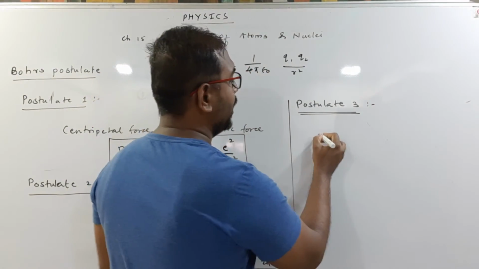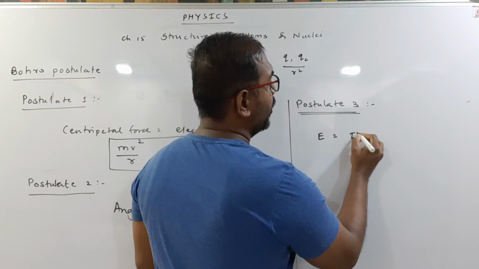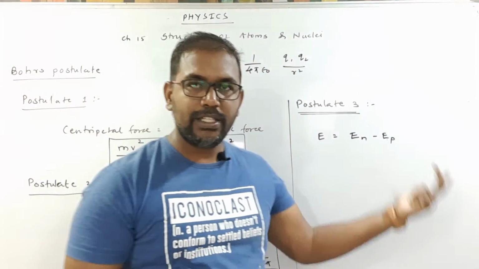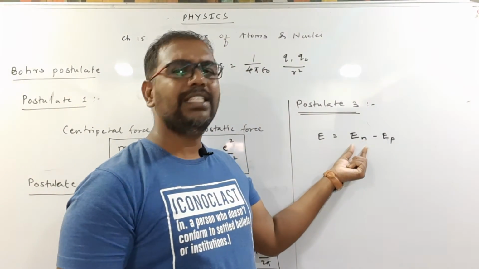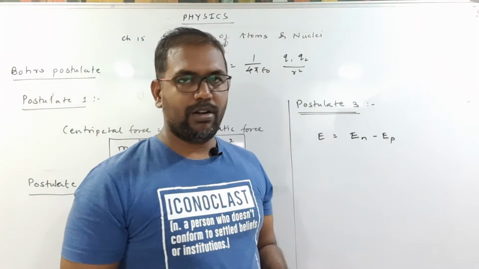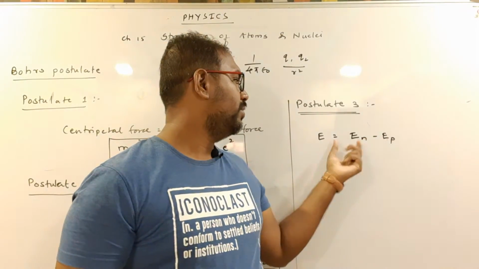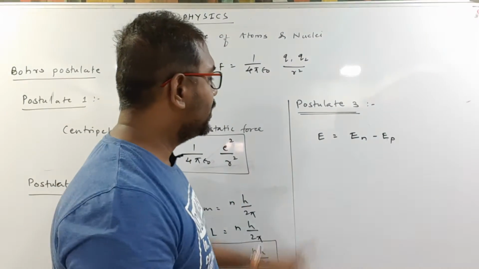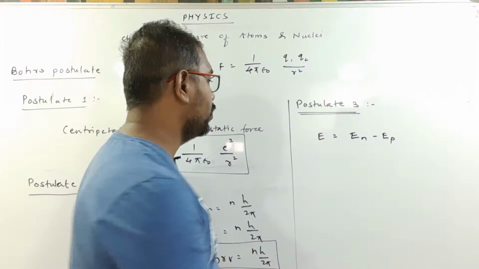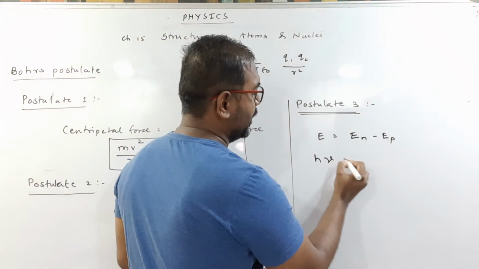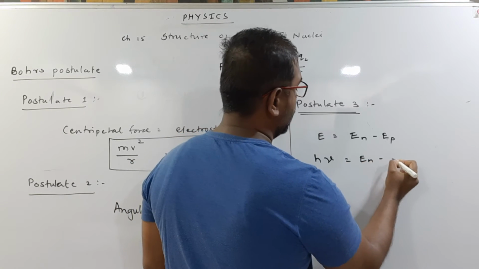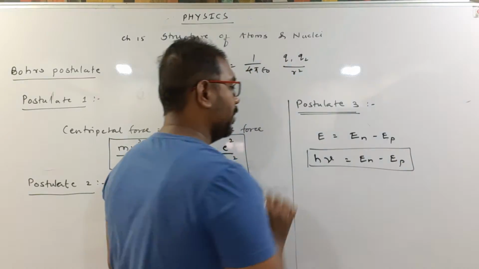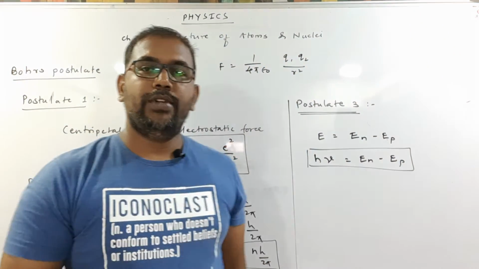Remember this: the energy radiated is equal to the difference in the energies of the two orbits. So energy of nth orbit minus energy of pth orbit, where n is the outer orbit and p is the inner orbit. If we take the difference of these two, we get the energy emitted by the electron. Now this energy is emitted in the form of a photon. The energy of a photon, we know, is h nu. So we can write h nu is equal to En minus Ep. This is the formula by the third postulate.